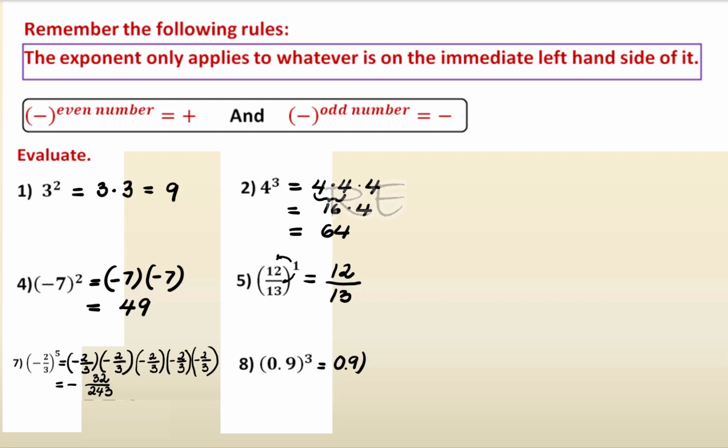0.9 to the third, 9 tenths to the third, is 0.9 times 0.9 times 0.9. So it's going to be 0.81 times 0.9. It's going to be 0.729.